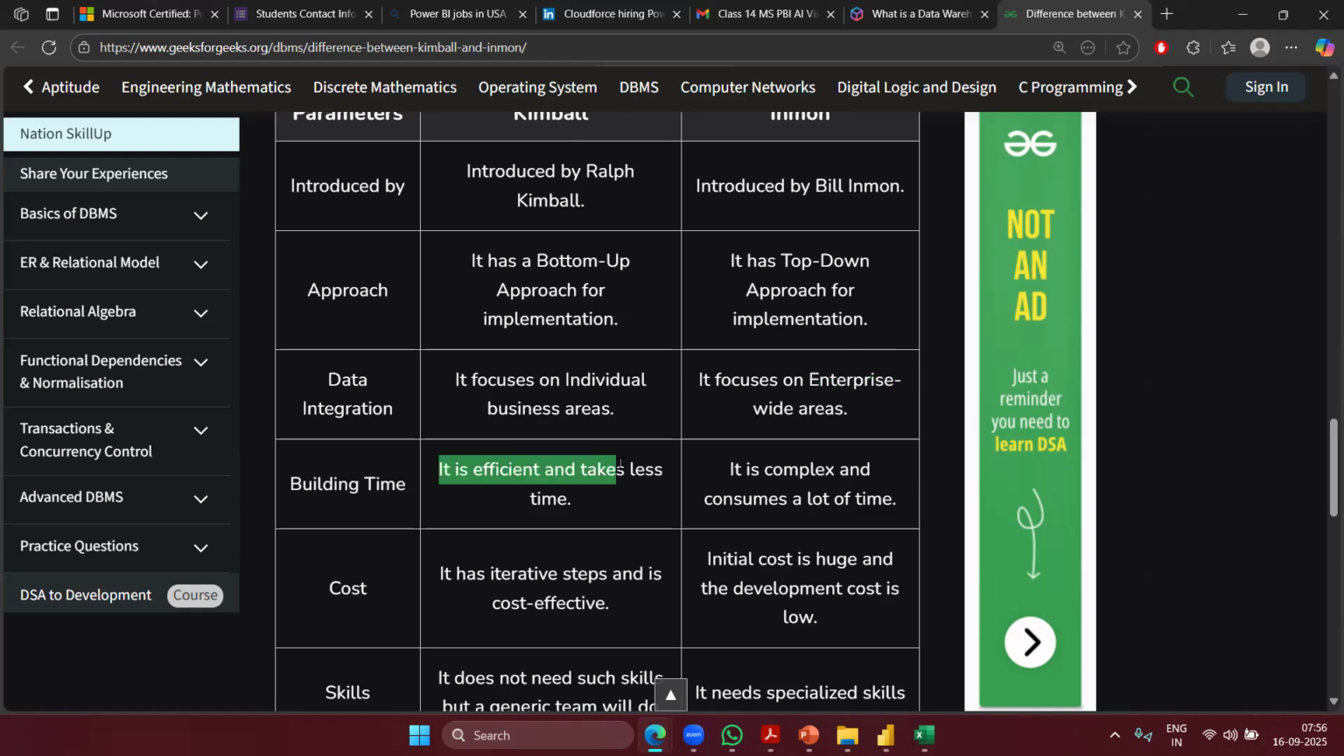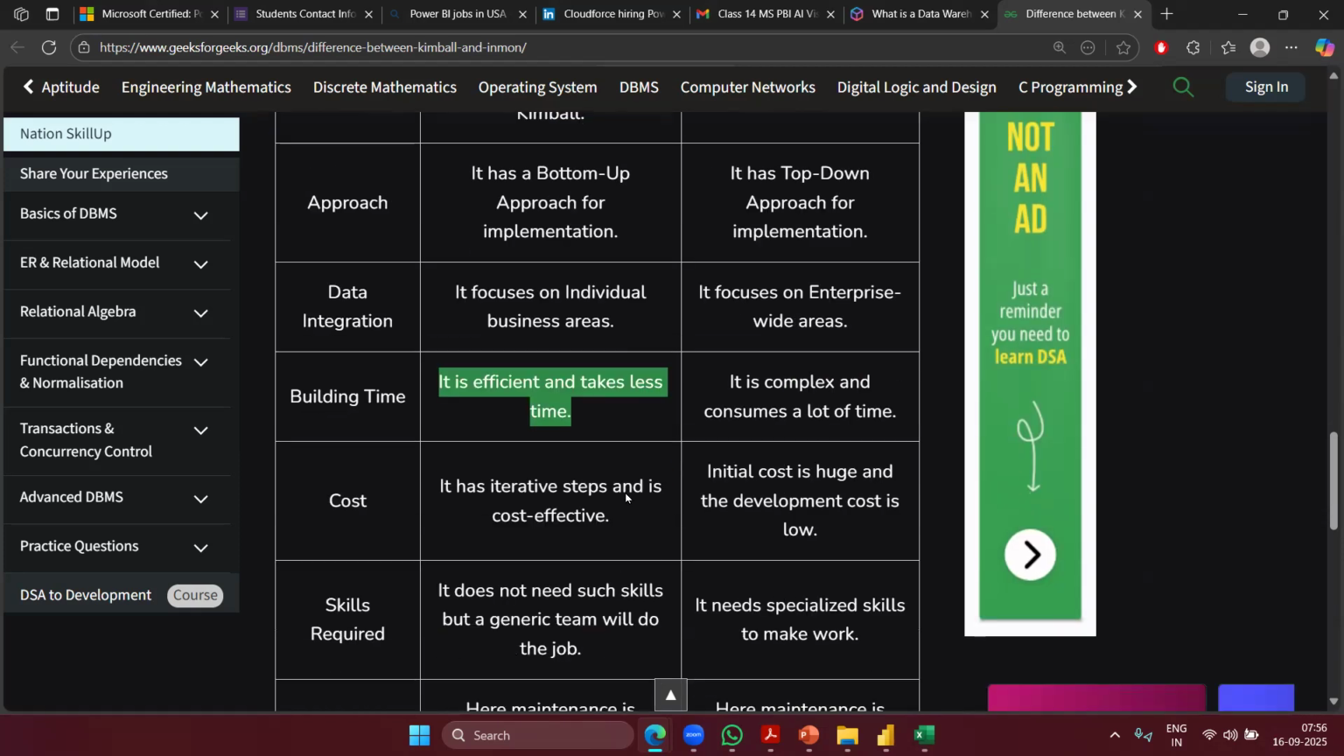Build time, it is efficient and takes less time, correct? Will you agree with me? Because we are going in an iterative process, right? We are picking a block, building that, and going to the next block. And complexity is less. Whereas the other is complex and consumes a lot of time, right? Because we need to understand each and every business line, right? And we need to pull experts from each and every business line and understand how they are correlated. And we need experts who can do all these jobs, right?